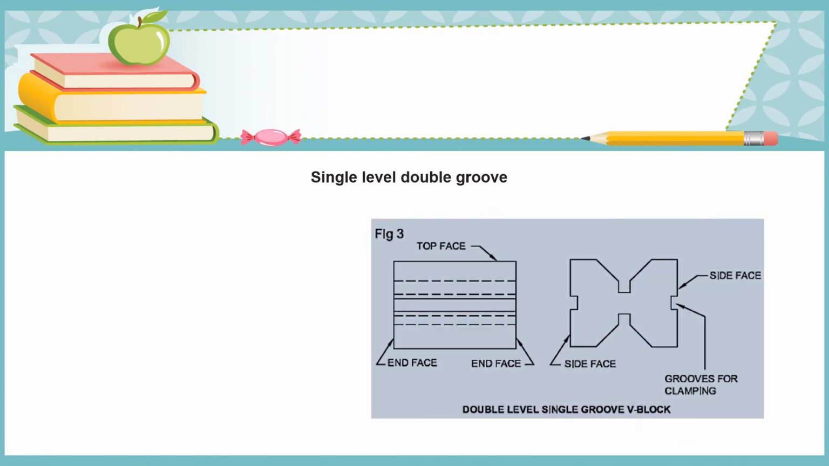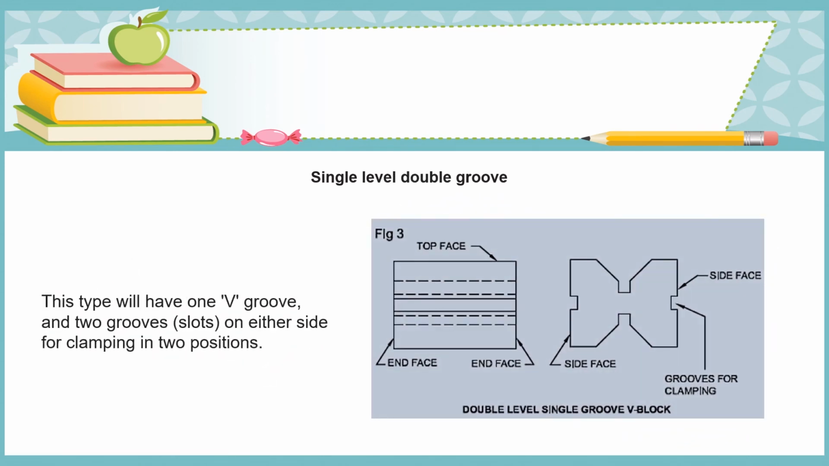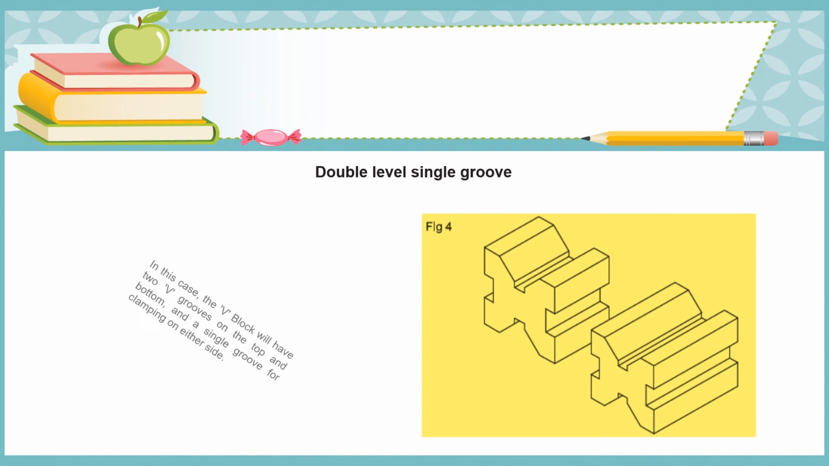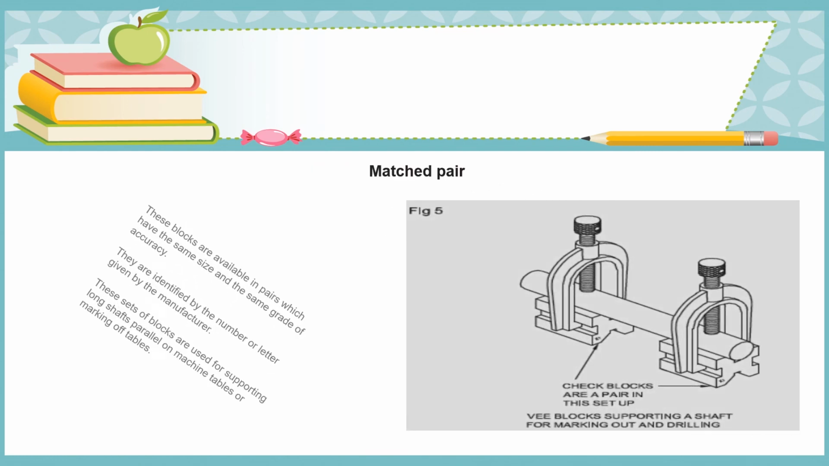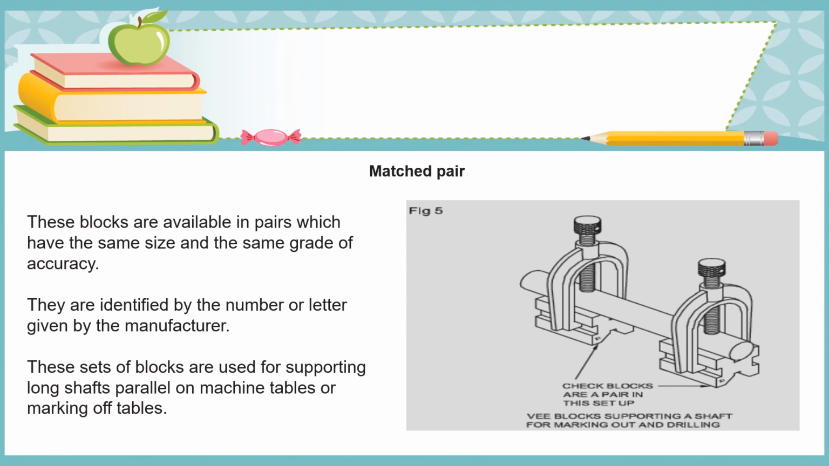Single level double groove. This type will have one V-groove and two grooves on either side for clamping in two positions. Double level single groove. In this case, the V-block will have two V-grooves on the top and bottom, and a single groove for clamping on either side. Matched pair. These blocks are available in pairs which have the same size and the same grade of accuracy. They are identified by the number or letter given by the manufacturer. These sets of blocks are used for supporting long shafts parallel on machine tables or marking of tables.